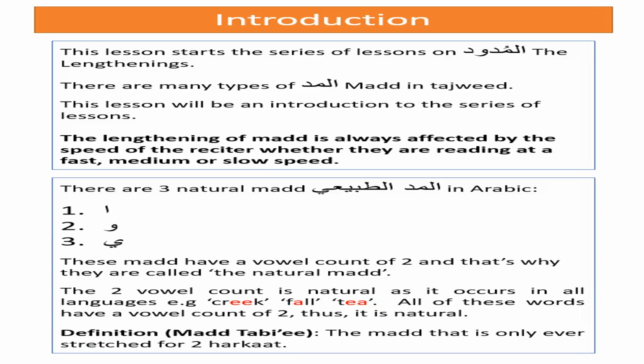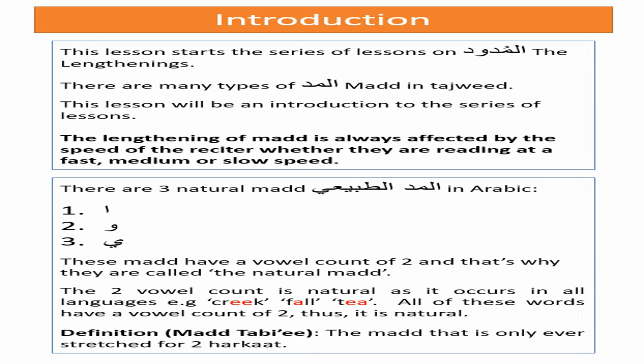Now let's go straight into the introduction. So there are many types of al-med in Tajweed. This lesson will be an introduction to the series of lessons because there's many types of med that we need to get our head around the categories. Now, the lengthening of the med is always affected by the speed of the reciter. Again, we were talking about the speed. The speed is tahqiq, tadwir, and hadar, and it is affected by that speed that they are reading at. It's either fast, medium, or slow.